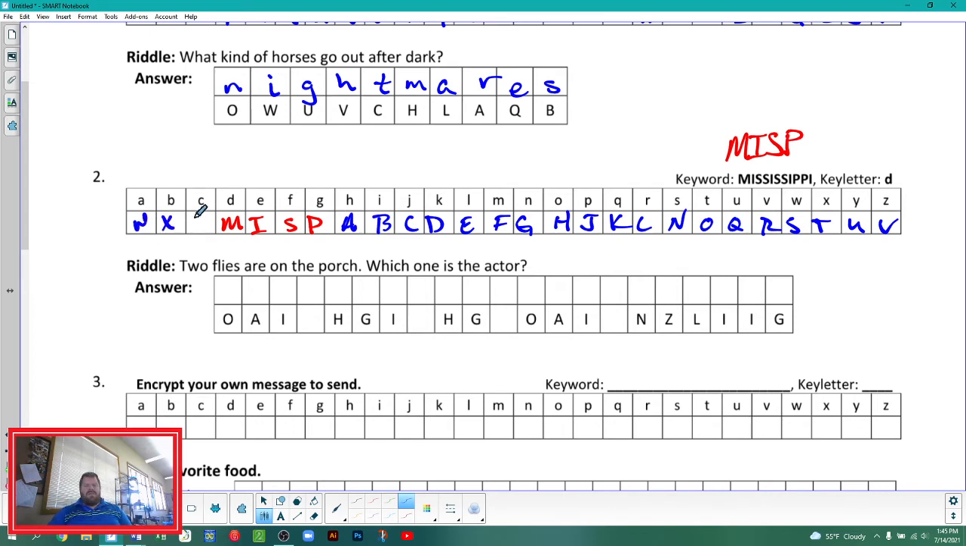W, X, Y. I forgot to skip another one, didn't I? I forgot one. Which one did I forget? S. Of course I did. I was so focused on skipping P, I forgot to skip S. Happens to me all the time. It's a mental block, I think.